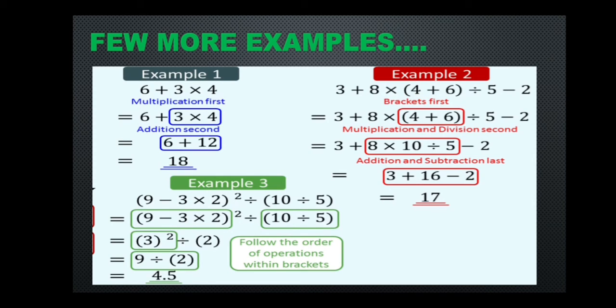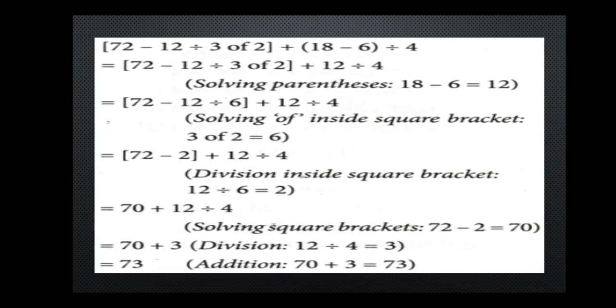One more example is given to you in example 3. First is 9 minus 3 multiplied by 2, whole square, divided by 10 minus 10 divided by 5. So here 3 multiplied by 2 is 6. 9 minus 6 is 3. So 3 square divided by 10 minus 10 divided by 5 is 2. So 3 square is 9. 9 divided by 2 is 4.5. In this way, we have to use these rules and solve the questions.